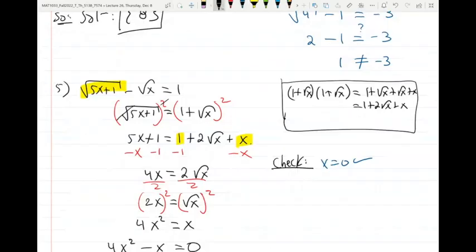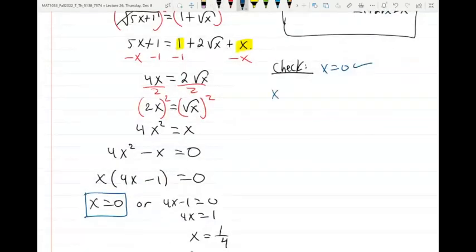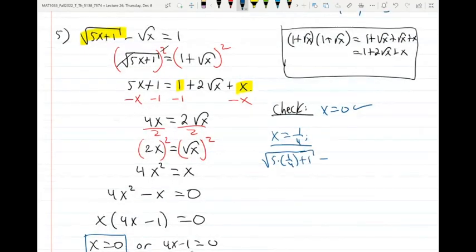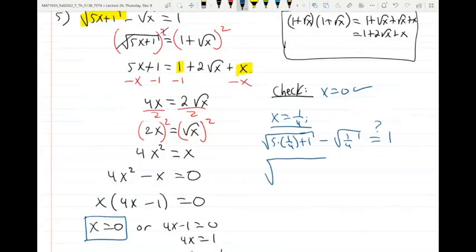Now for the 1 over 4, let's plug it in. So let's check 1 over 4. We get the square root of 5 times 1 over 4 plus 1, minus square root of 1 over 4. And we're wondering, is this 1? Okay, let's see. 5 times 1 over 4, that's 5 over 4. And then, what's the square root of 1 over 4? That's 1 over the square root of 4, which is 1/2, right? Because the square root of 4 is 2.